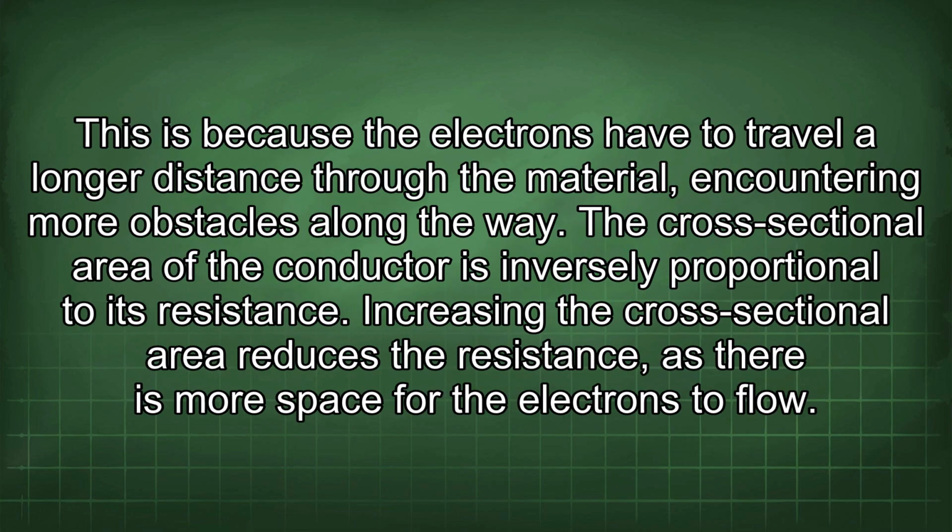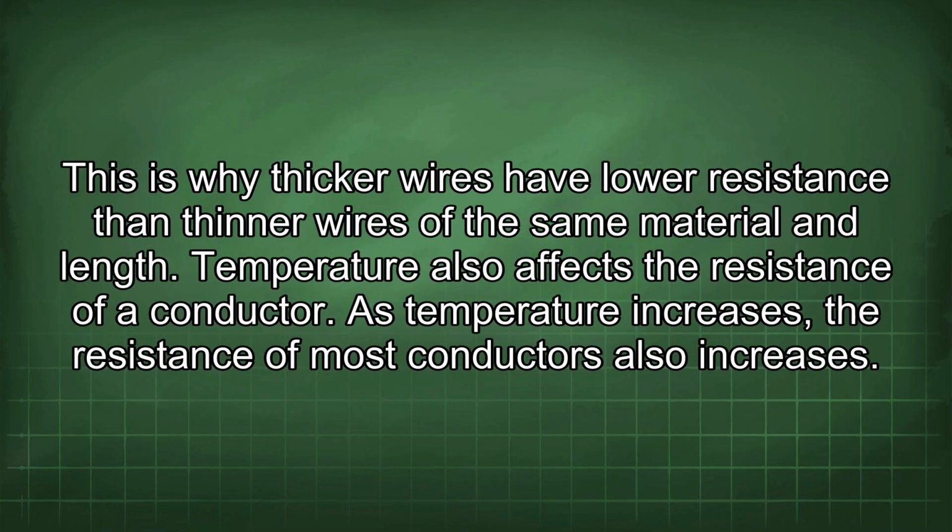This is because the electrons have to travel a longer distance through the material, encountering more obstacles along the way. The cross-sectional area of the conductor is inversely proportional to its resistance. Increasing the cross-sectional area reduces the resistance, as there is more space for the electrons to flow. This is why thicker wires have lower resistance than thinner wires of the same material and length.